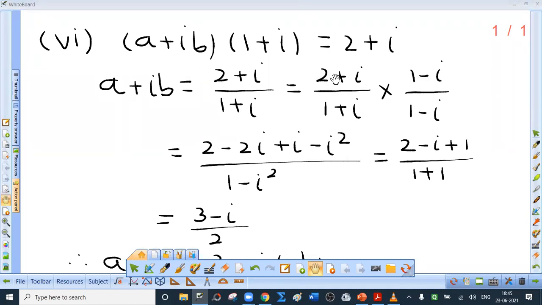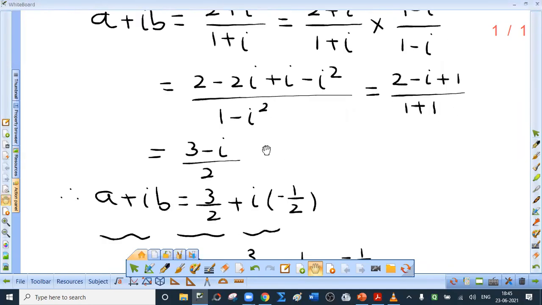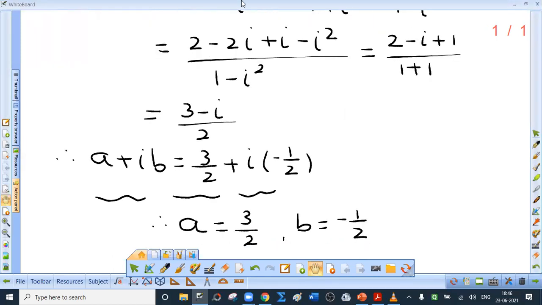Now in the numerator, open the brackets to get this. What is i square? Minus 1. So 2 minus 2i plus i is minus i. Minus i square is plus 1. Denominator is 2. So a plus ib is 3 upon 2 plus i minus half. Now you have to write this stands for on equating real and imaginary parts separately. Remember, this is not the standard short form. Okay. So what is a from this? 3 upon 2. And what is b? Minus half.